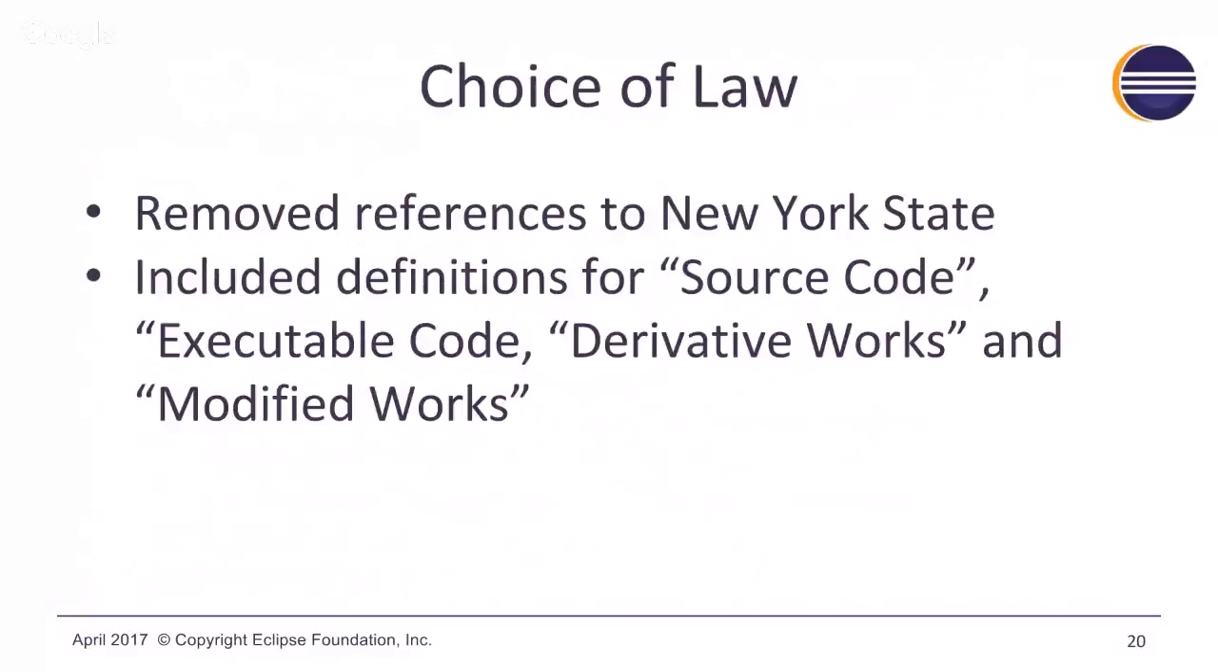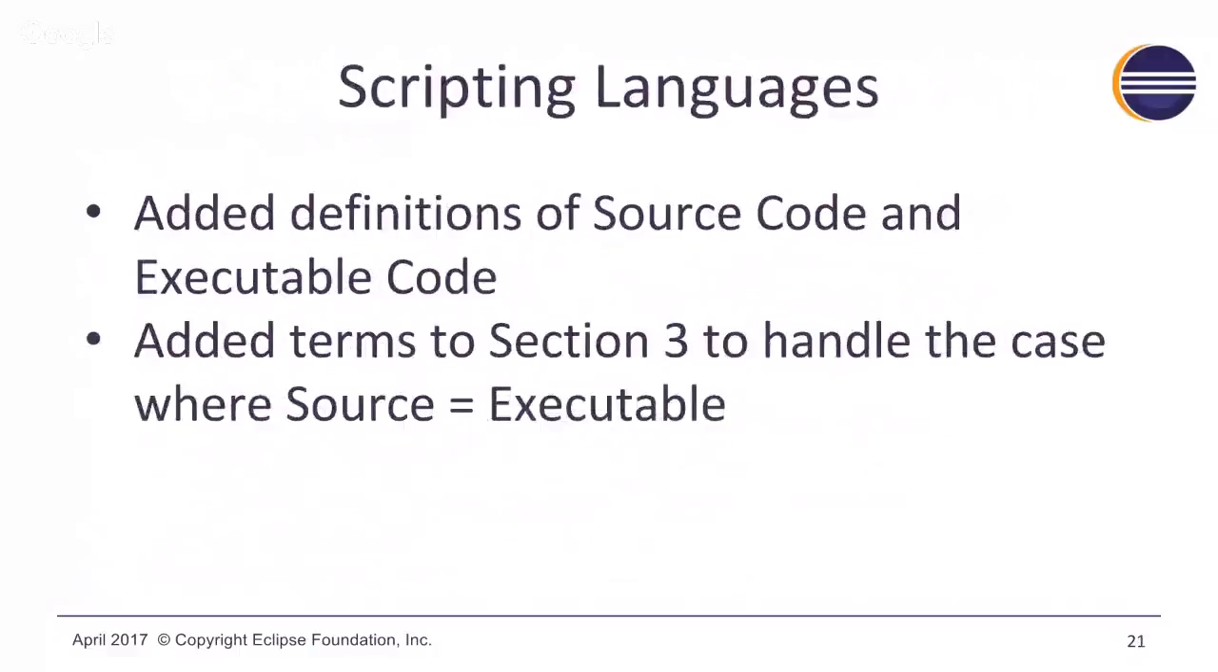Choice of law I've already talked about. This has necessitated the addition of a number of definitions, which I think actually helps clarify the intent and scope of the Eclipse Public License. Scripting languages, we added some definitions for source code and executable code, and we've added some terms to make it clear that where source is the same as executable, you can distribute that source code under another license, just as you could distribute binaries for Java under another license.